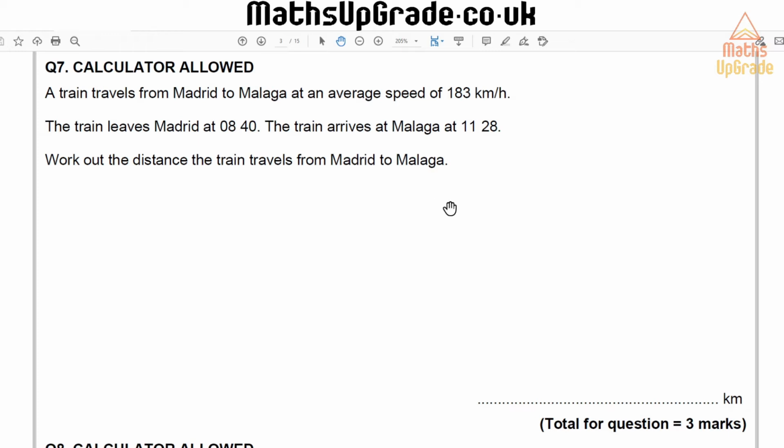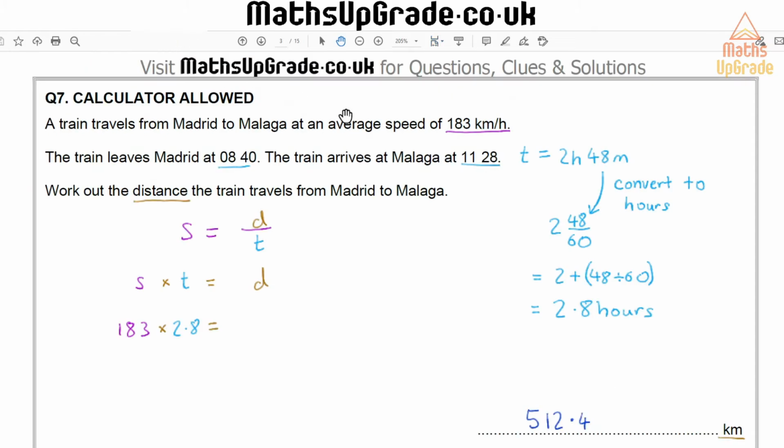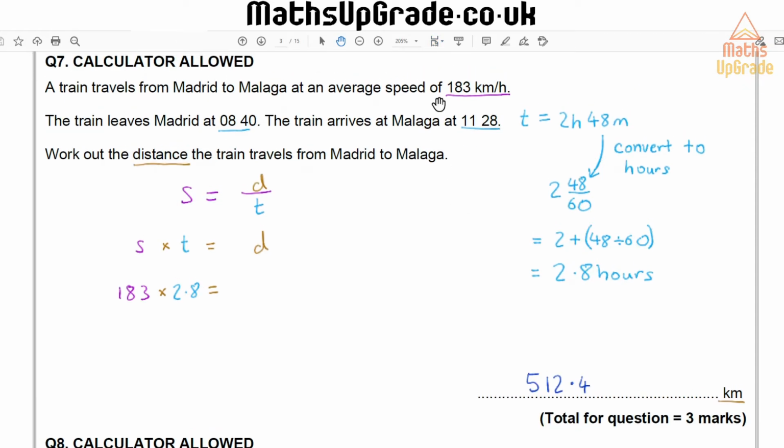So the way I'm going to do this question is, first of all, I'm going to work out the time taken and converting it into hours. Then I'm going to use that in my calculation for distance to give my answer in kilometers. So let's do that now. Here's the key information underlined. And now let's work out the time in hours.